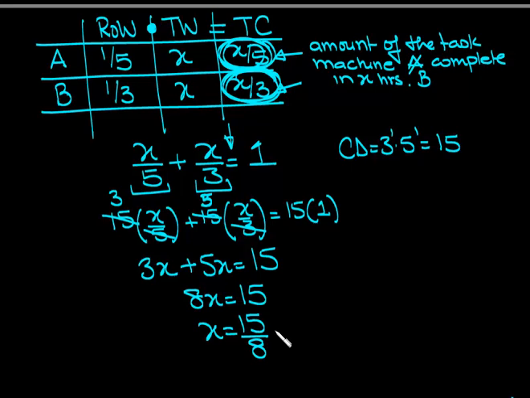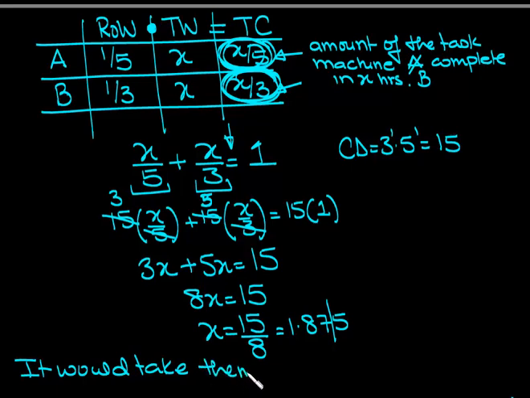So if we have 15 over 8, we just have to divide that out to come up with a decimal, which is 1.875, and we can round it off, so you get 1.88 hours. So it would take them 1.88 hours to complete the job, because if they were working together, that's how long it would take them. So let's go on to the next problem.